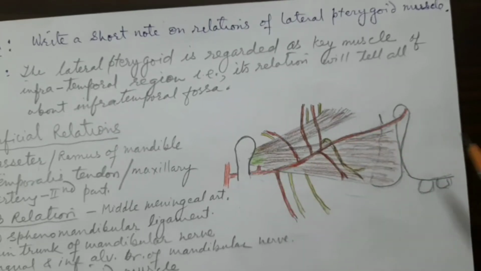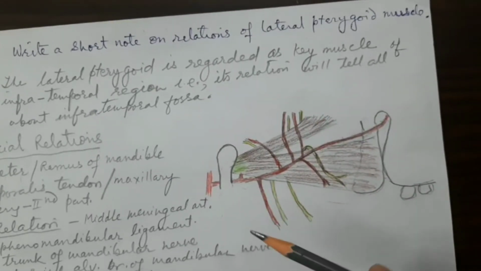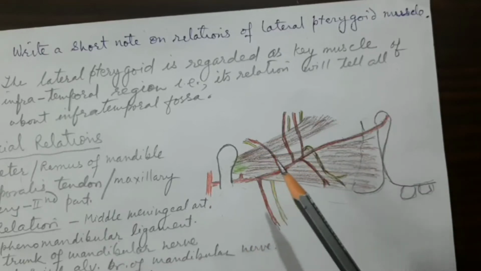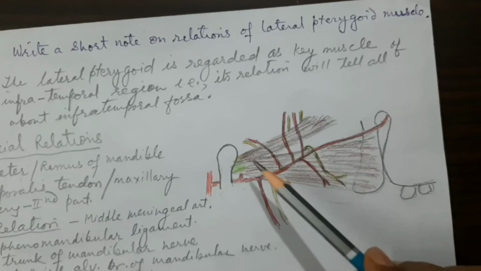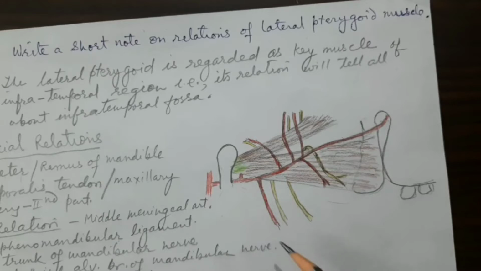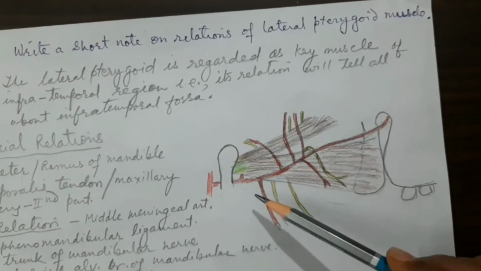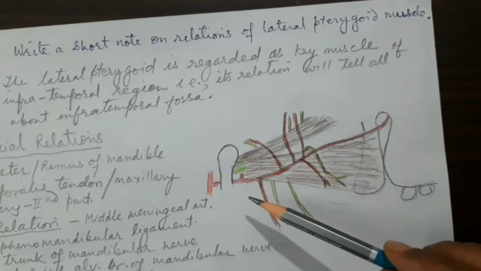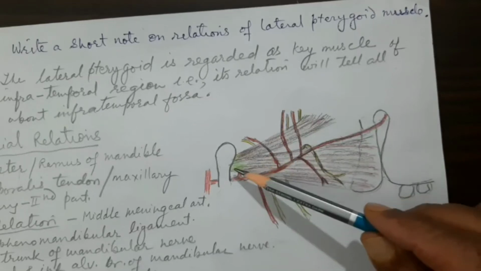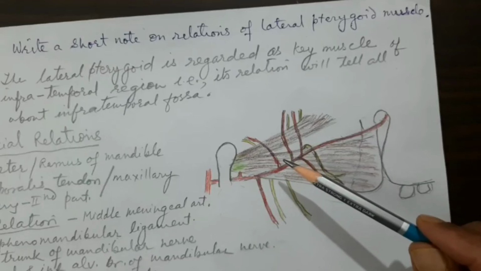Let us see the superficial relations of the lateral pterygoid muscle first. Superficially, the lateral pterygoid is under the cover of the masseter and the ramus of the mandible. Here will be the coronoid process, and here will come the ramus of the mandible, and on the ramus is the attachment of masseter, which we have already seen. So the masseter muscle and the ramus of the mandible are superficial relations of the lateral pterygoid muscle.